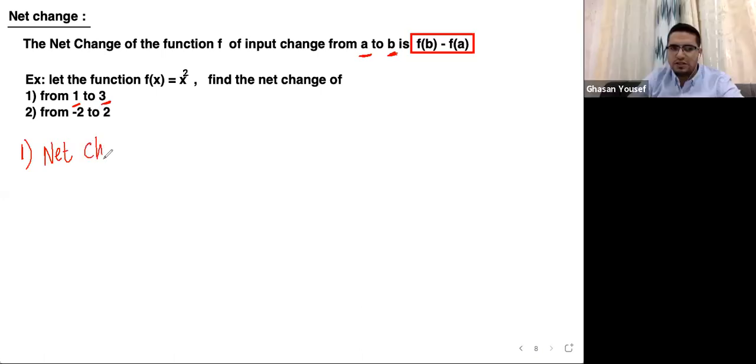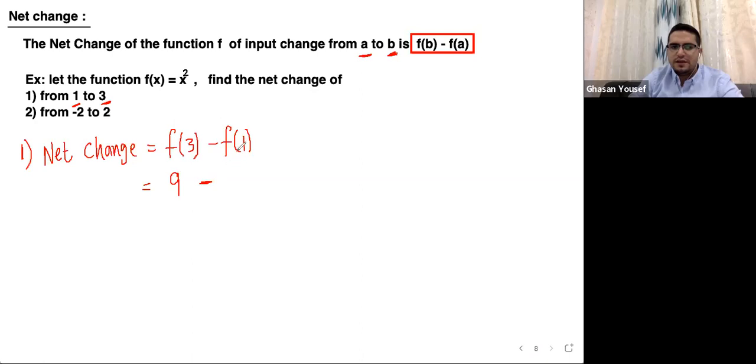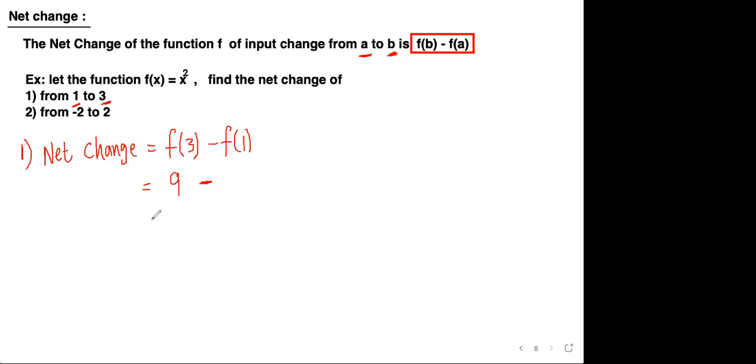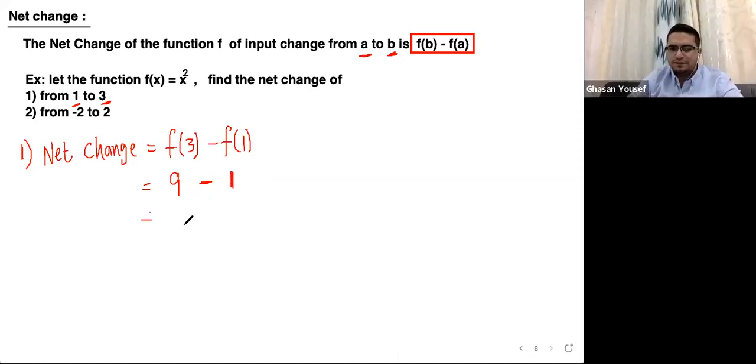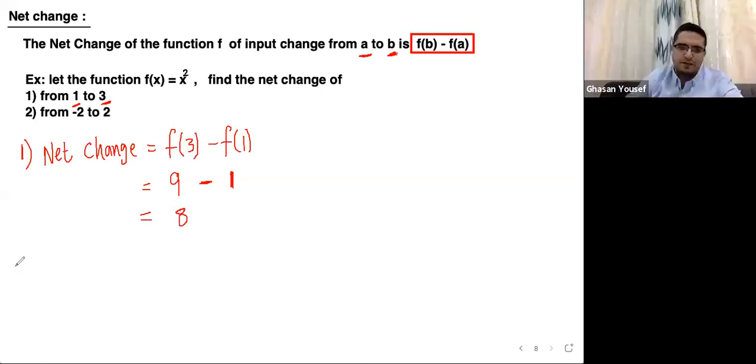So the net change here equals f of 3, the second one, minus f of 1. So f of 3, after I plug into the function, what do I get? 9. So I get 9 minus, what is f of 1 after plugging inside the function? 1 squared is 1. And 9 minus 1 is 8. Thank you. This is correct.